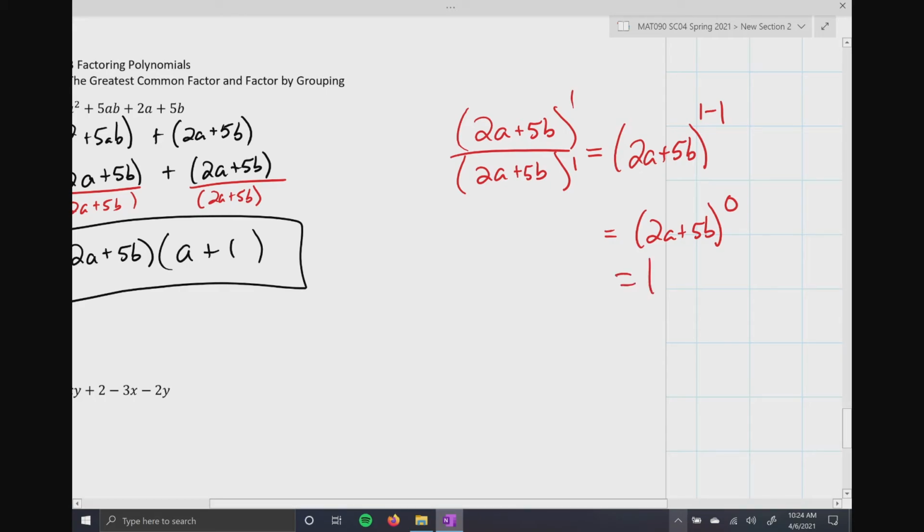Because let's be honest, if you knew what A was and you knew what B was, in other words, A and B would be numbers, you would simplify inside the parentheses and you'd get a number raised to the first power. That's what you would have. So don't overcomplicate this. The only thing is you don't know what A and B are, so you just got to kind of let them ride along the problem with you. Okay?